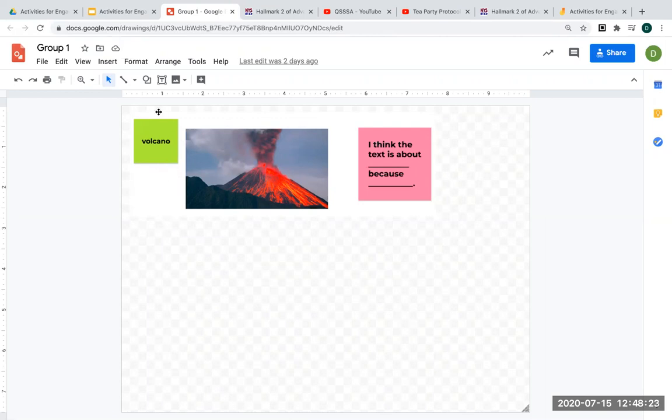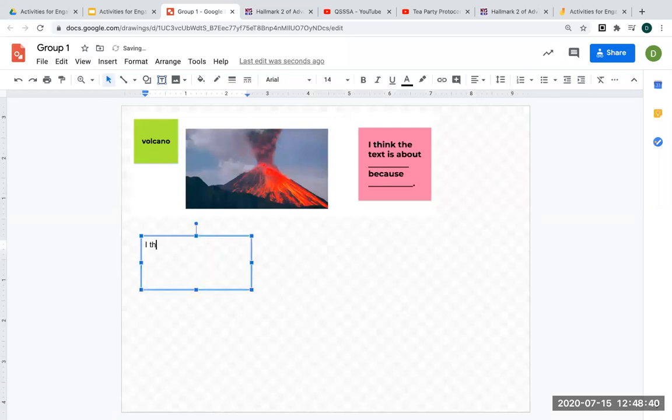What I did is I took a screenshot of the Jamboard and pasted it onto the Google Drawing. So it's the same image, the same kind of format, it has that little post-it, but this is a Google Drawing. Now students can collaborate and use text to put their idea. I think the text is about volcanoes, because, and you can have students complete that idea.